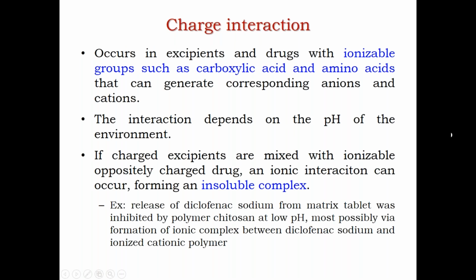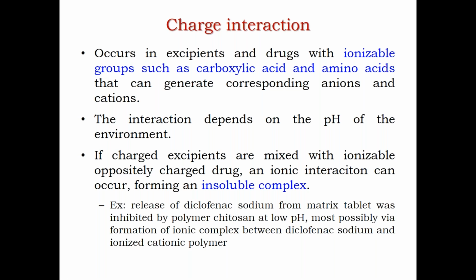The next one is the charge interaction. Charge is nothing but either a positive or negative charge that an ionized drug generally has, depending on the functional groups it has. The charge can be present in the excipient, and it is also present in the drug. So the interaction occurs between excipients and drug with ionizable groups, mainly groups like carboxylic acid and the amino group, COOH and NH3, that can generate the corresponding anion and cation. Ultimately, charge interaction can happen when there is a charge between the excipient and the drug.